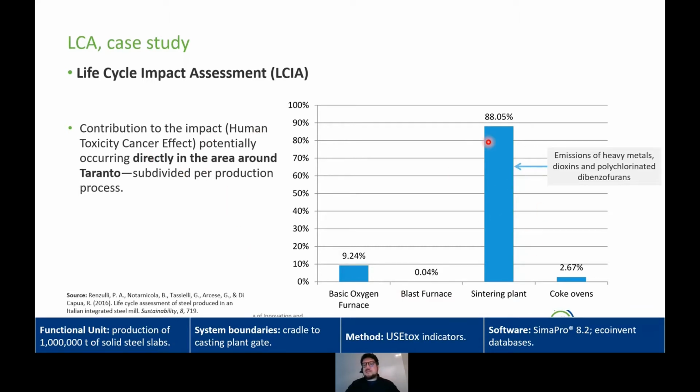And here, they identified that the sintering plant is where they have the highest repercussions, because they have a lot of emissions of heavy metals, dioxins, and polychlorinated dibenzofurans, that can directly affect the health of the people, and also have some repercussions in terms of cancer effects.